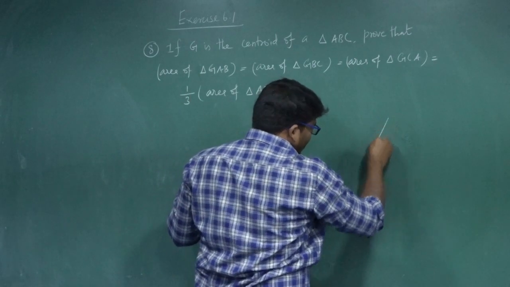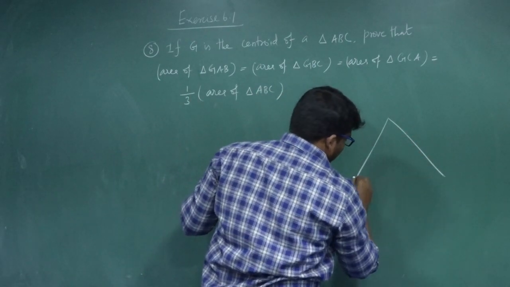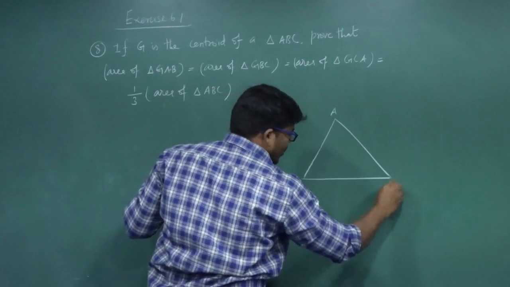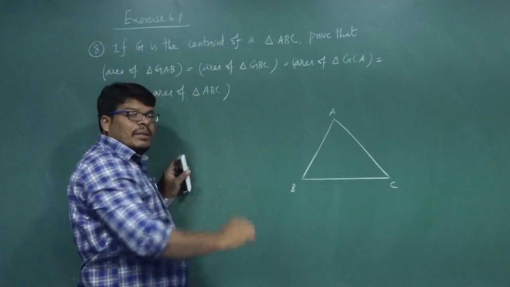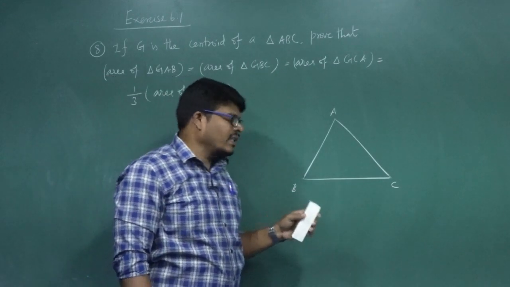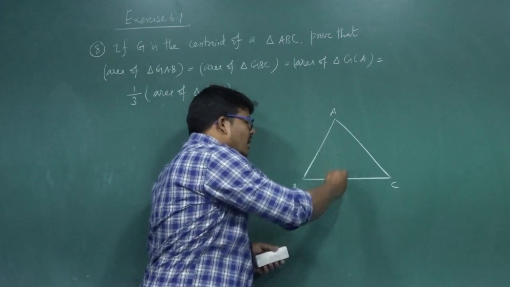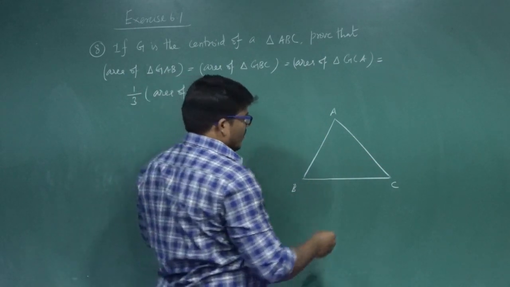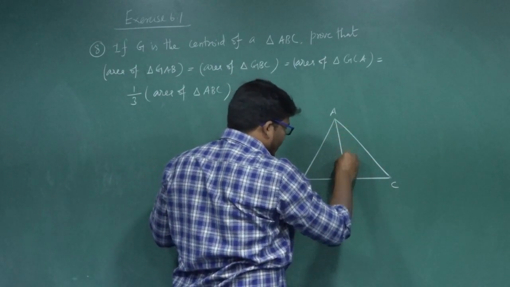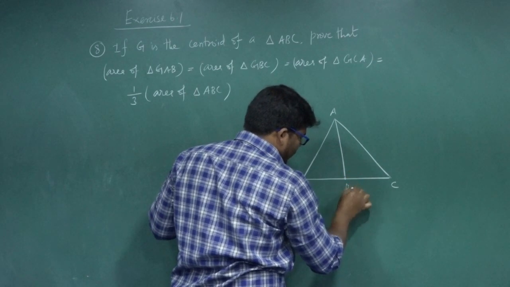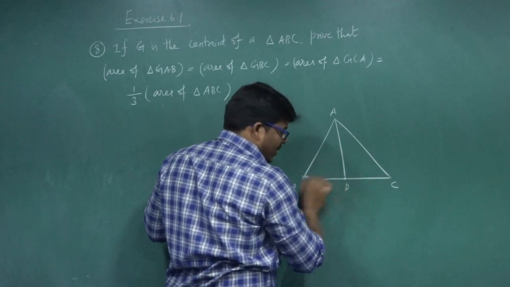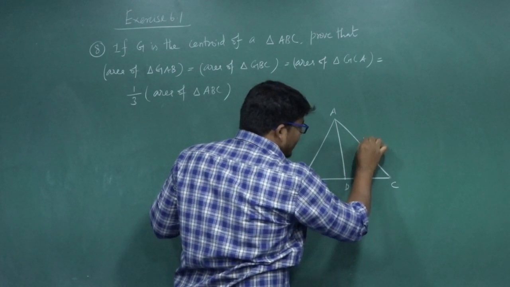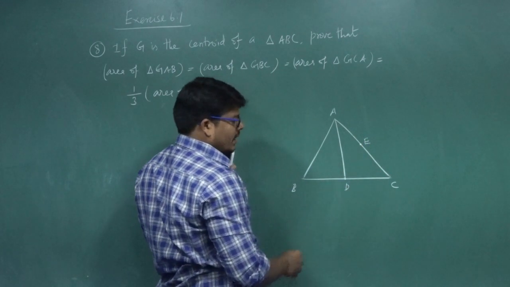Now, draw the triangle. In triangle ABC, the vertices are A, B, C. Let G be the centroid of triangle ABC. Centroid means the 3 medians intersect at a point G. That is the centroid. AD is a median, where D is the midpoint of the side BC, and E is the midpoint of the side CA.